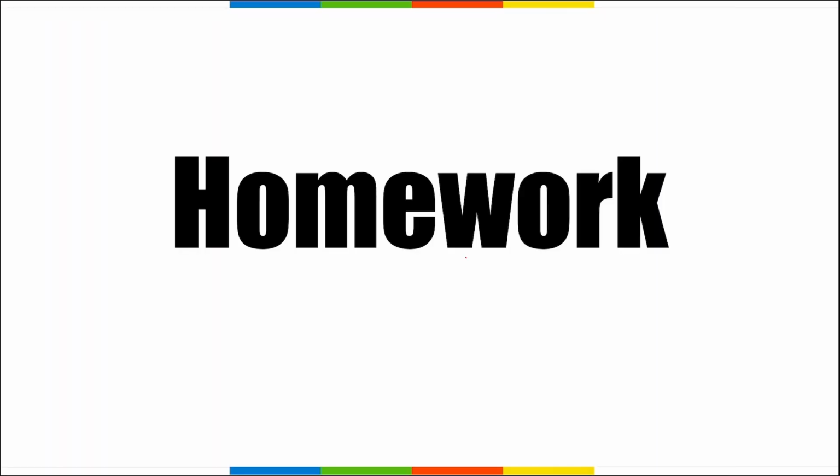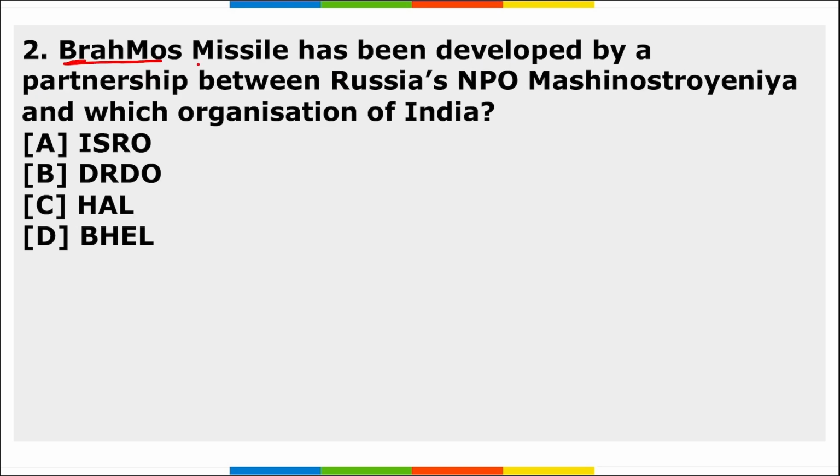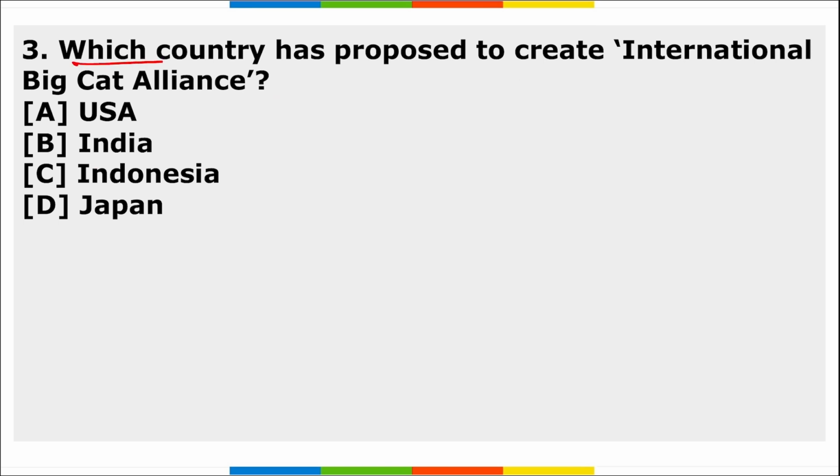Now it's time for your homework. First, Bahubali, the world's first 200-meter long bamboo crash barrier, has been installed in which state? BrahMos missile has been developed by a partnership between Russia's NPO and which organization? Which country has proposed to create the International Big Cat Alliance? So these are your 3 homework questions, friends. I hope you have understood the assignment.